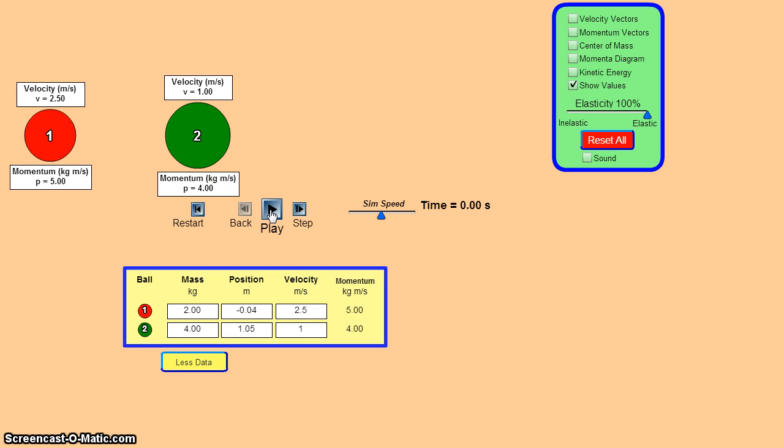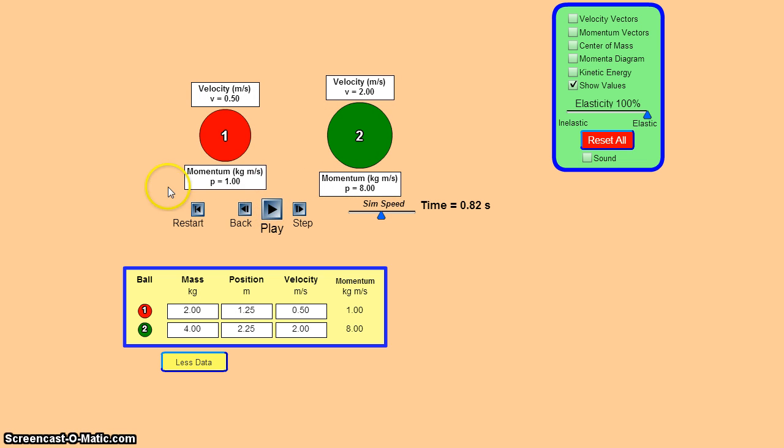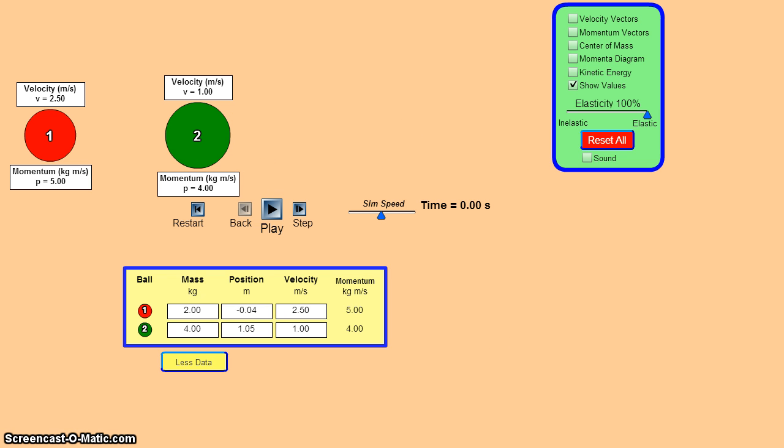After the collision, the momentum of the system is still 9. Object 1 now has a momentum of 1, while Object 2 now has a momentum of 8. Both objects still move in the same direction. Momentum has been conserved. In order to show that elasticity doesn't affect the conservation of momentum, the elasticity will be changed from 100 to 0. The initial momentum of the system is still 9.